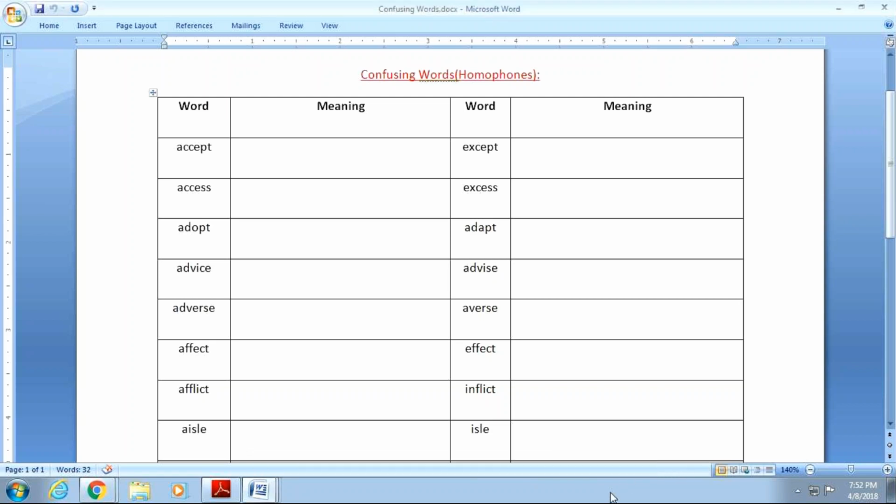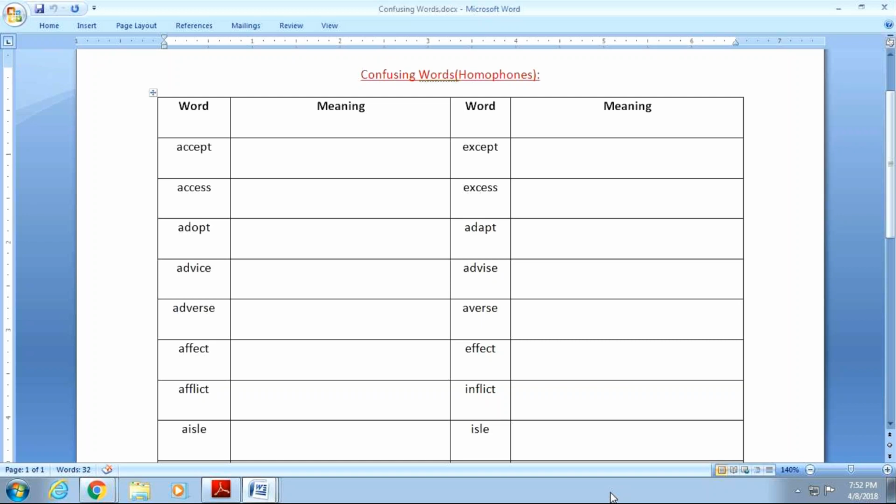One more example with advise as a verb. We advised them to save their money. Or my doctor advised me to lose some weight. This is a verb here.